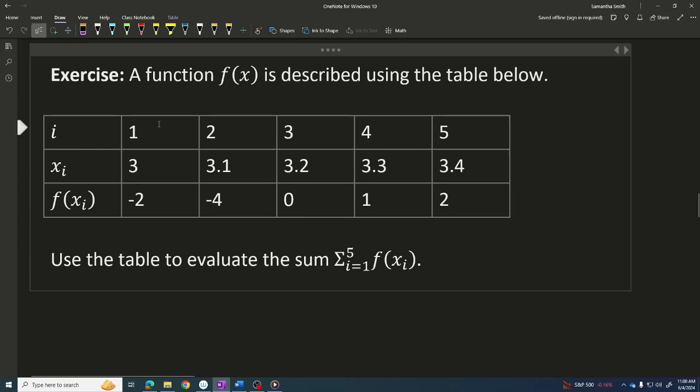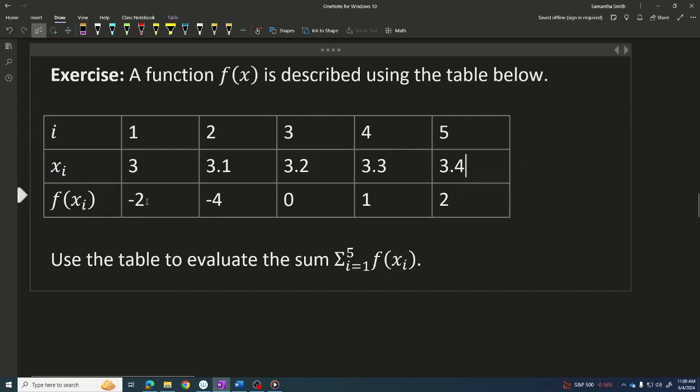When the index changes to 2, when the subscript changes to 2, when the position in the table changes to your second position, this table is telling me that the second x value is 3.1. The third x value is 3.2. The fourth x value is 3.3, and the fifth x value is 3.4. So we have the index tracking position showing up as a subscript on the x's, and the x's corresponding to different indices are given by 3, 3.1, and so on.